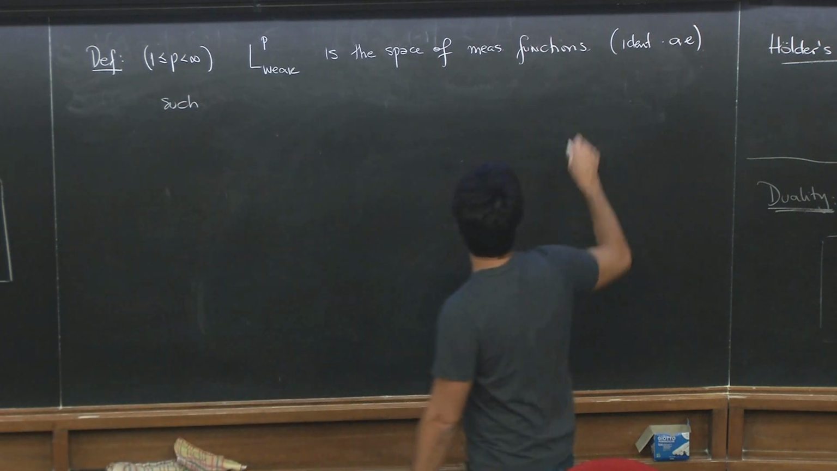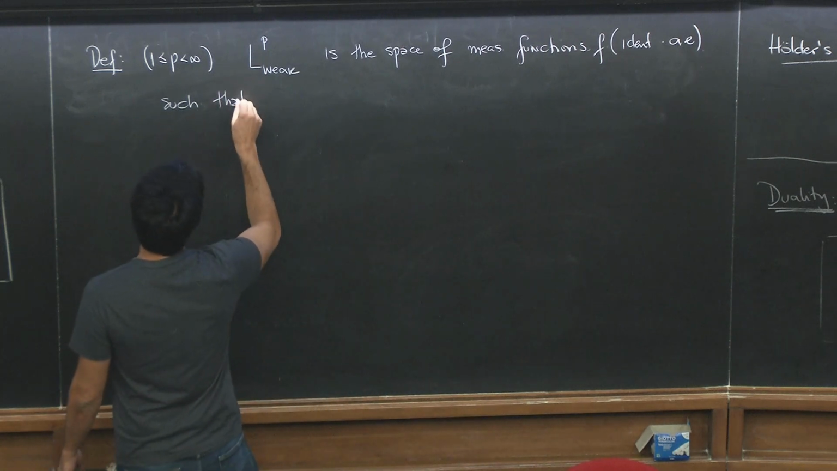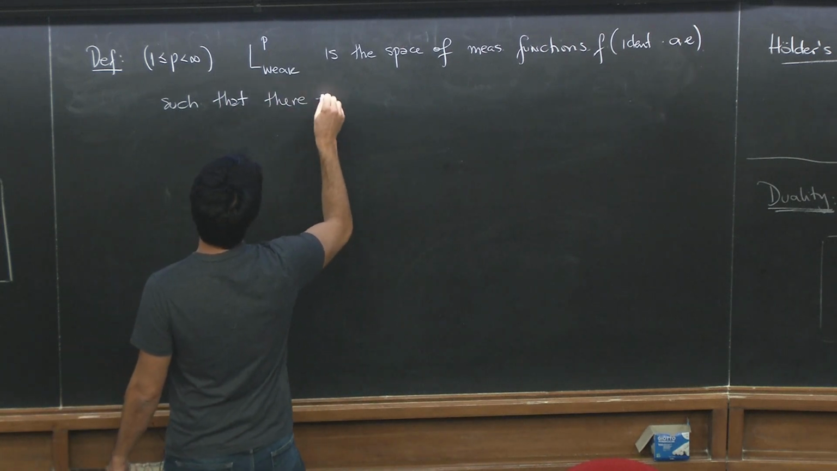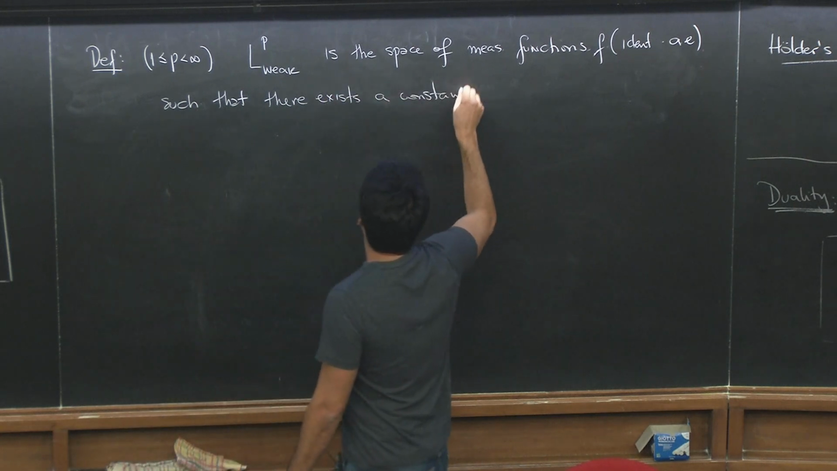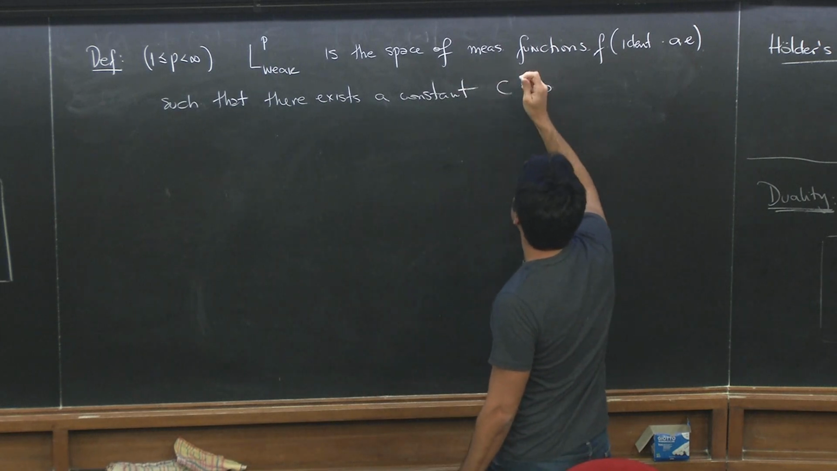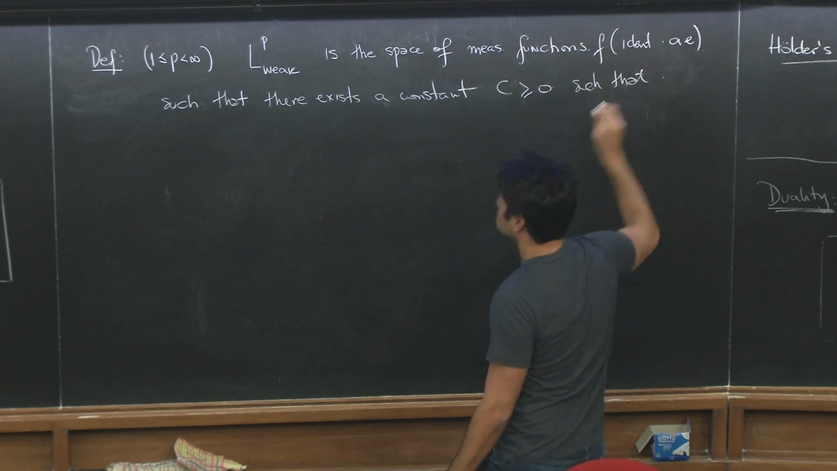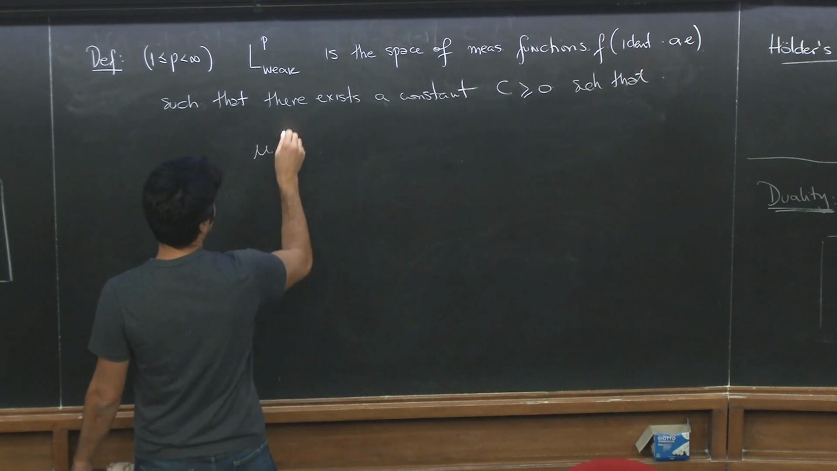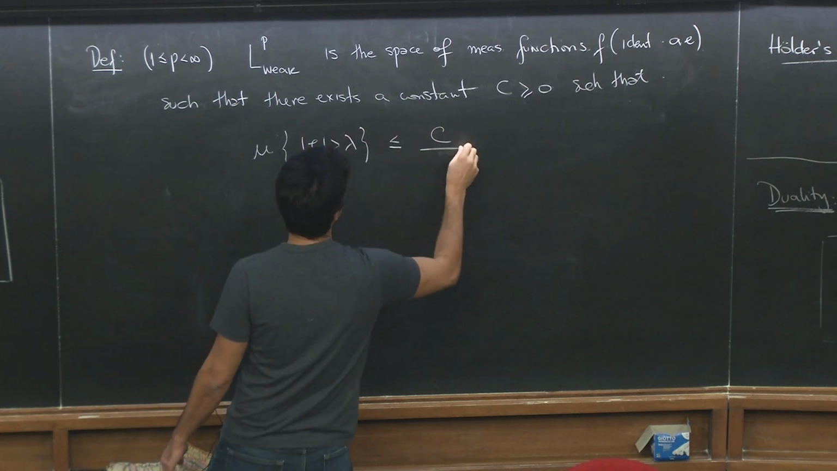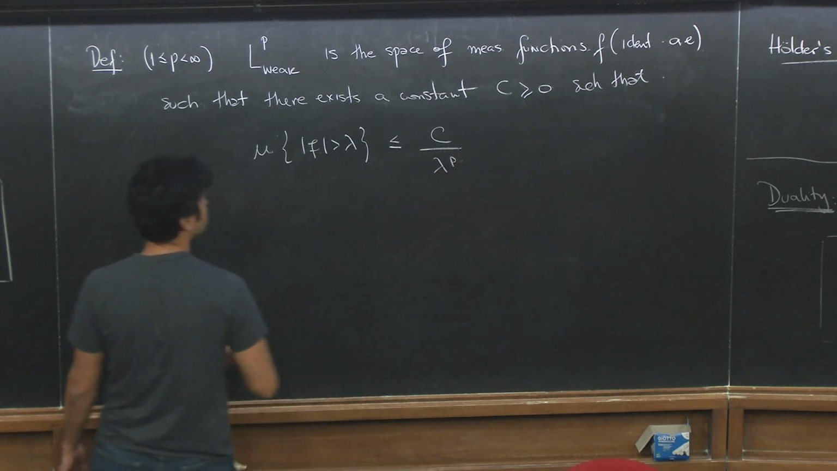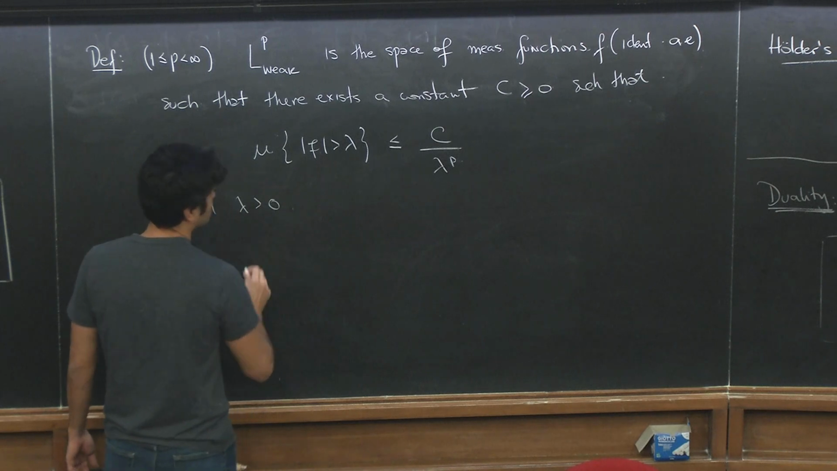Space of measurable functions f, identified almost everywhere, such that there exists a constant c, let's say bigger than 0, such that the measure of the set where f is bigger than lambda is less than or equal than c lambda to the p for all lambda bigger than 0.